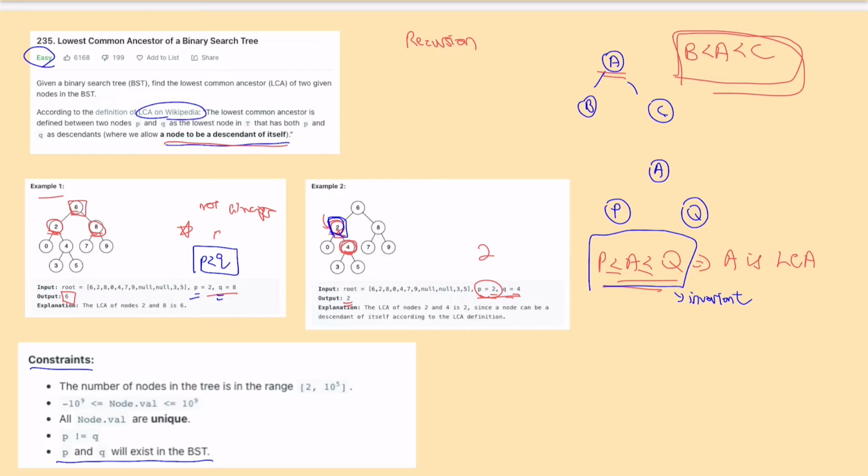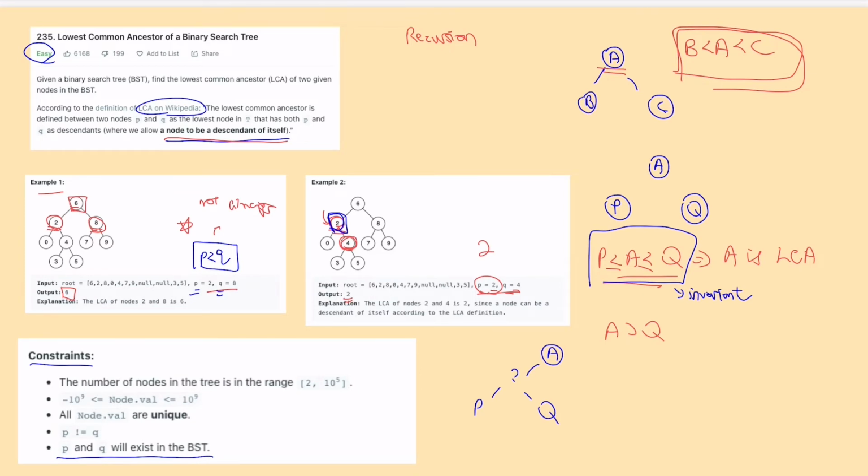So let's say we are given a scenario whereby A is larger than Q. If that's the case, then it will instead be something like this. Then it will be something like this right here, right? Because for the binary search tree, the left subtree will always be smaller than the right subtree.